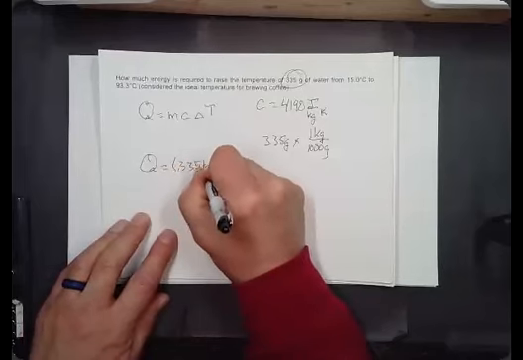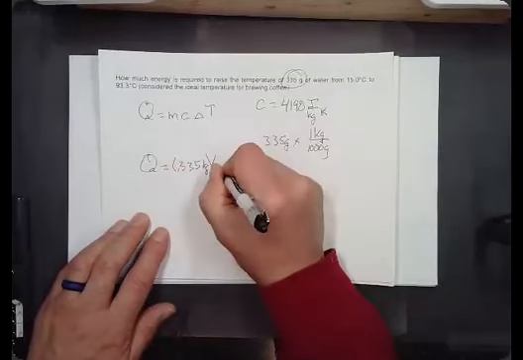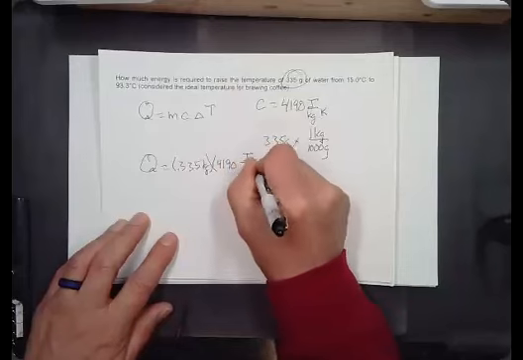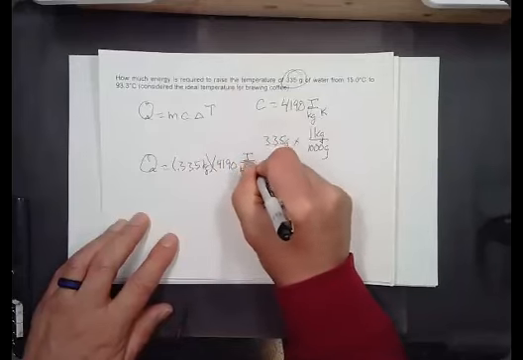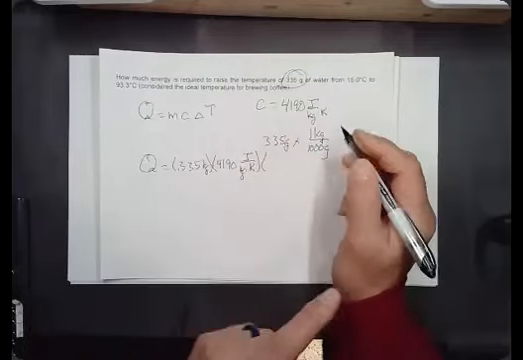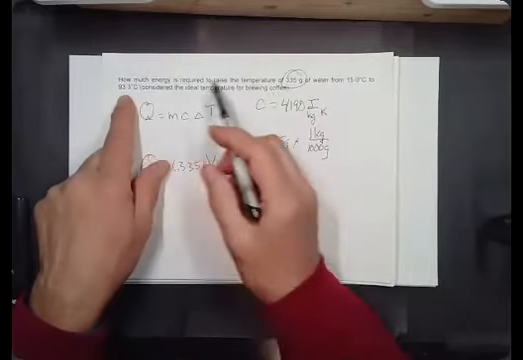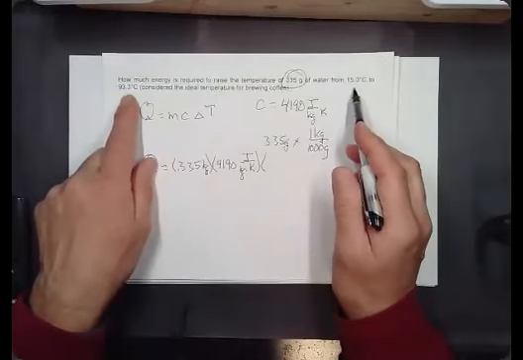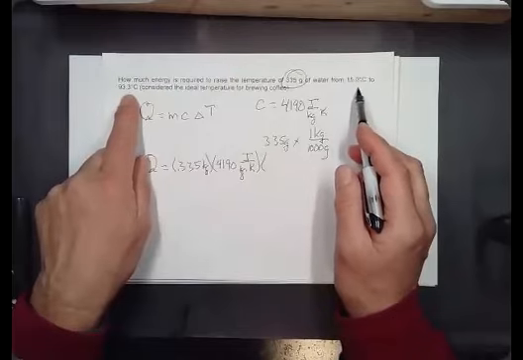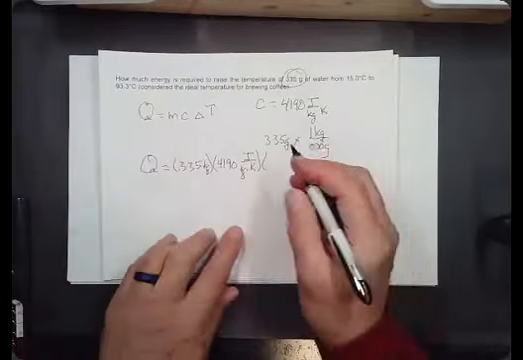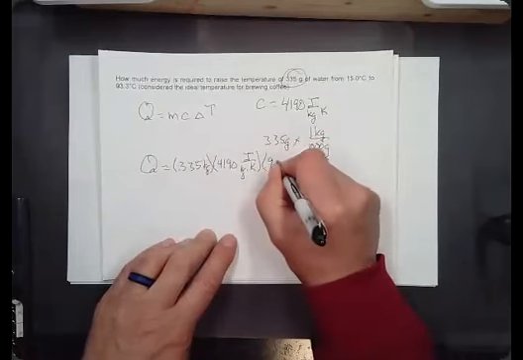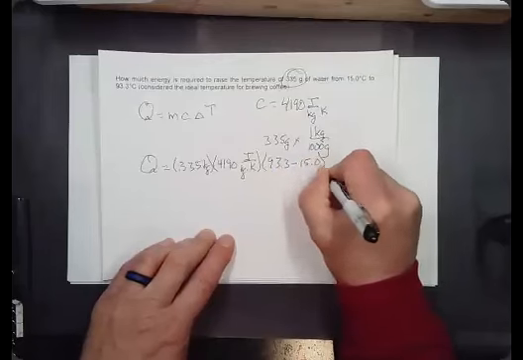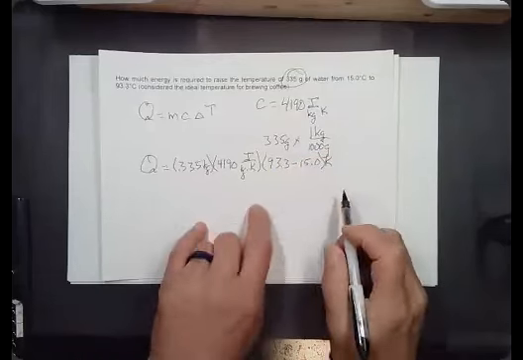0.335 kilograms times 4,190 joules per kilogram Kelvin times, okay, it'll be 93.3 minus 15.0, and that'll be degrees Celsius, but it's the same as a Kelvin when it's a temperature difference. And so I'll just take those 93.3 minus 15.0, and that'll be the number of Kelvin that I have, kelvins.